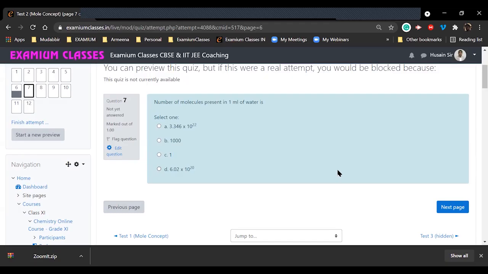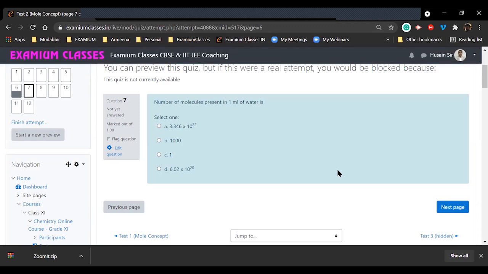Number of molecules present in 1 milliliter of water. This is something very easy because 18 milliliter will have 6.022 into 10 power 23. So 1 milliliter will have how much? That is something you need to calculate. Okay. Unitary method again. Why I am saying 18 milliliter has 6.022 into 10 power 23? Because 1 mole of water is equal to 18 gram. That is the molar mass of water. So molar mass is equal to 1 mole. And 1 mole is 6.022 into 10 power 23. 18 gram of water will be equal to 6.022 into 10 power 23 molecules of water.